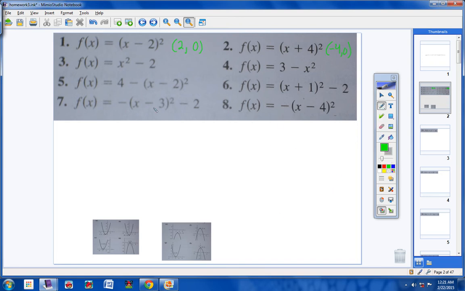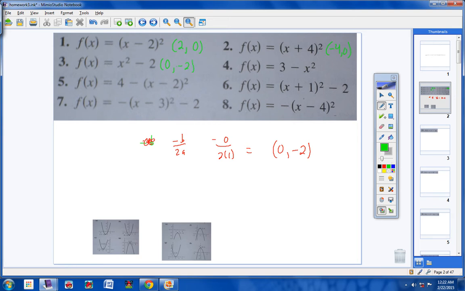x squared minus 2. So I have negative b over 2a. Notice my a is 1, and there is no b term, so b is going to be 0, okay? So, negative 0 up top, 2 times 1 on the bottom, you end up with 0, okay? So, take that 0, put it back into the original equation. 0 squared is 0 minus 2 is negative 2. So, the vertex for number 3 is 0, comma, negative 2.